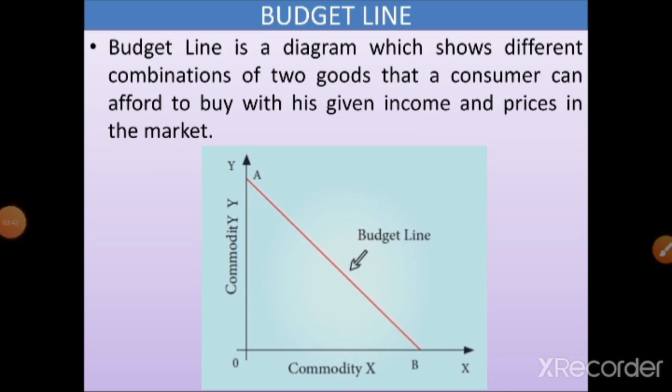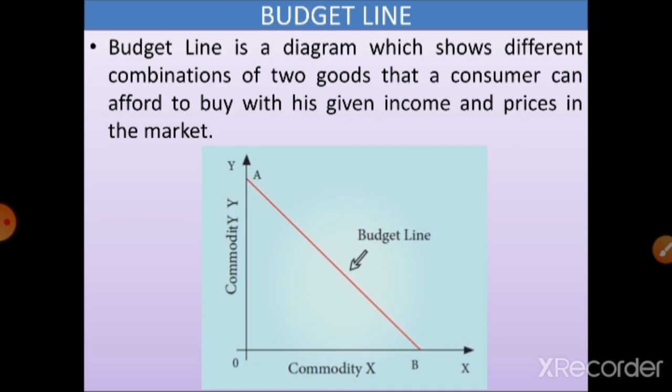The next topic in the theory of consumer equilibrium is the budget line. What is a budget line? The consumer consumes two goods with a given income. With the income he gets and the prices prevalent in the market, how is the consumer satisfied by buying the two goods? That shows the budget line. With this given budget, how does he get satisfaction?